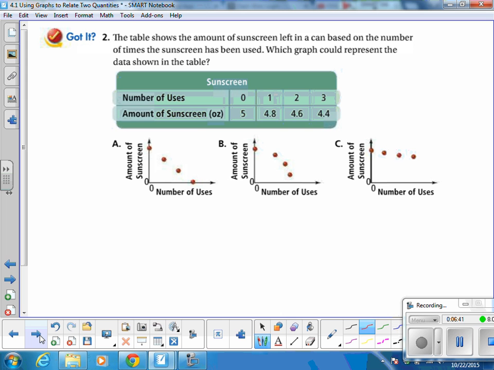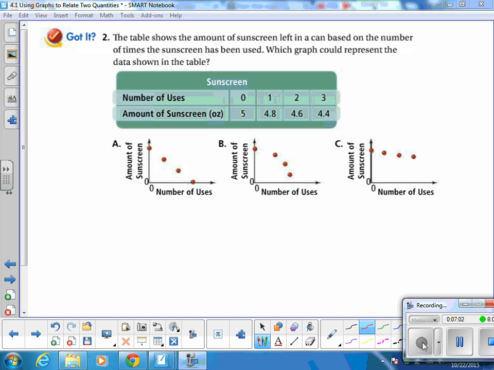Why don't you give it a try? This table shows the amount of sunscreen left in the can based on the number of times the sunscreen has been used. I've never bought sunscreen from a can, but in this situation, apparently you can. So which graph could represent the data shown in the table? Press pause, give it a try.